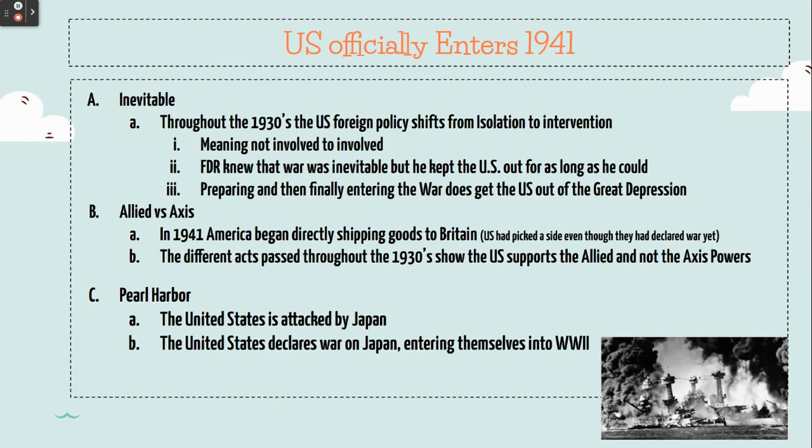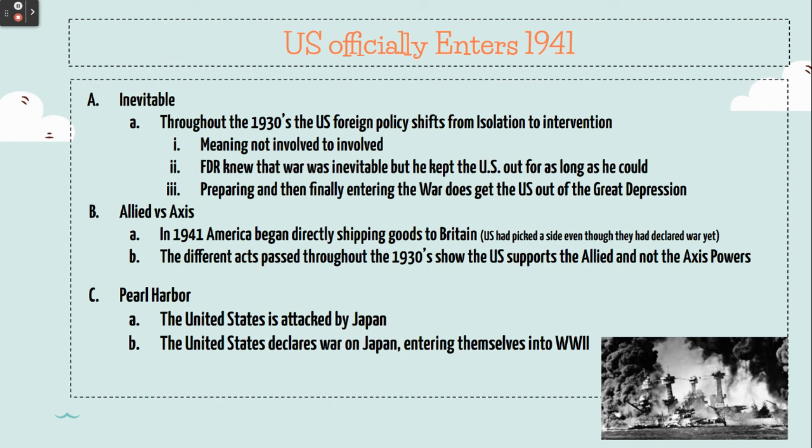Throughout the 1930s, the US goal was to remain neutral and isolated, but that didn't last for that long. FDR knew that the war was inevitable, but he wanted to hold out as long as possible, and who could blame him? World War I was so deadly. Once America began directly shipping supplies to Great Britain in World War II, it was pretty clear which side they were on, even though we hadn't directly started fighting yet.